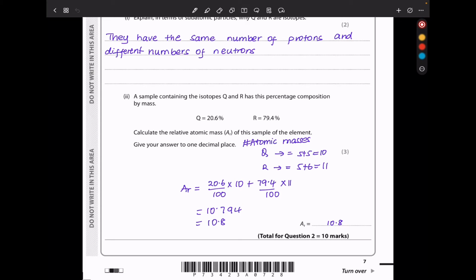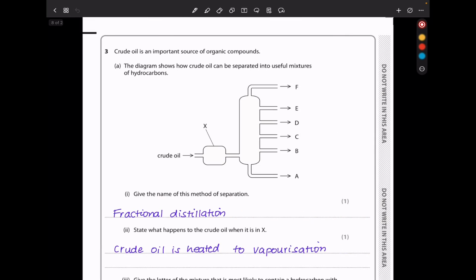So this brings us to the end of question 2. Let's continue to question 3. In question 3, crude oil is an important source of organic compounds. The diagram shows how crude oil can be separated into useful mixtures of hydrocarbons.